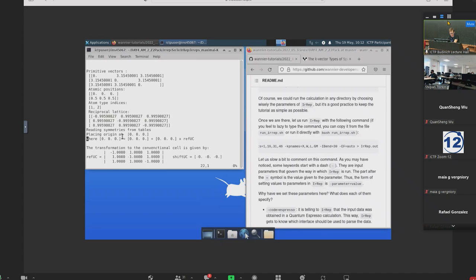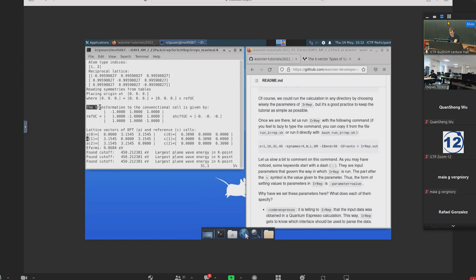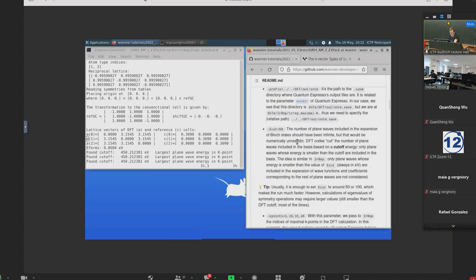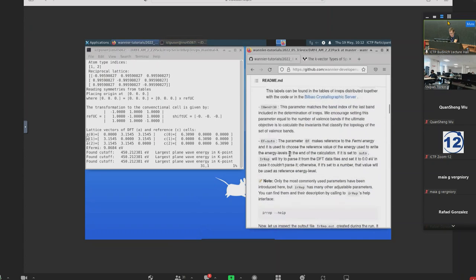After that you will find these two matrices: the RevUC matrix and the vector shift UC. What's this? As I told you before, we can run the DFT calculation in any unit cell as long as we are able to transform this unit cell to the one that is used to write the irreducible representations in tables. IREP automatically calculates the transformation to this unit cell, so in general we don't have to take care of it. This matrix just expresses this transformation.